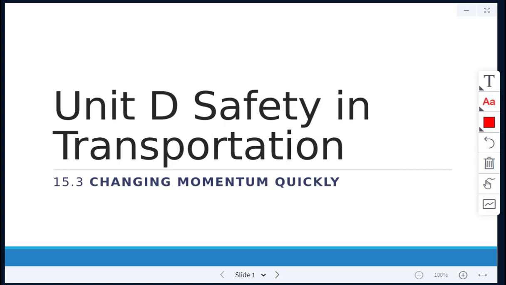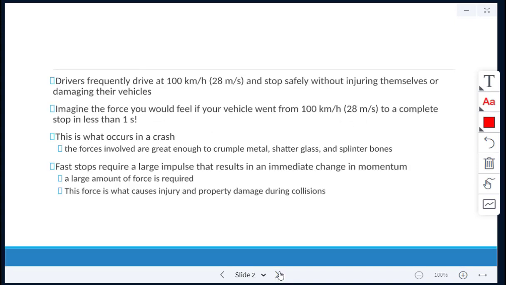Today's lesson is 15.3, Changing Momentum Quickly. Drivers normally can drive at about 100 kilometers per hour, usually on highways, for example the Deerfoot as well, and they can stop safely without injuring themselves or damaging their vehicles.